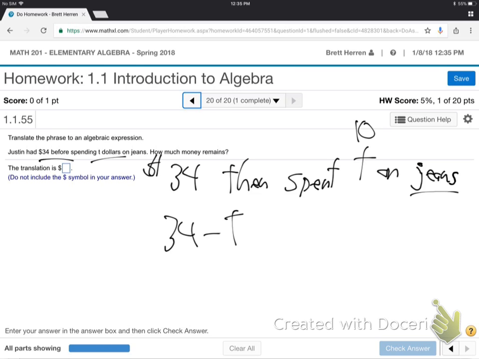It's just weird how we don't think well with letters, huh? Letters are just T. What's T? But if it's 10, you know right what to do. So that's all they want, 34 minus T. Subtract that amount he spent on the jeans. All right, so there is our first section.